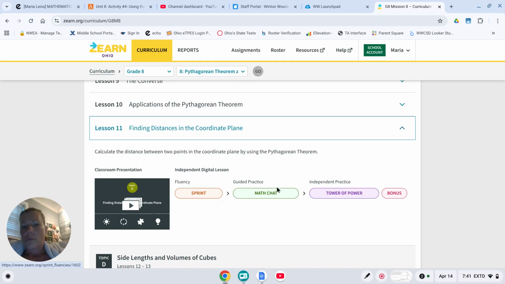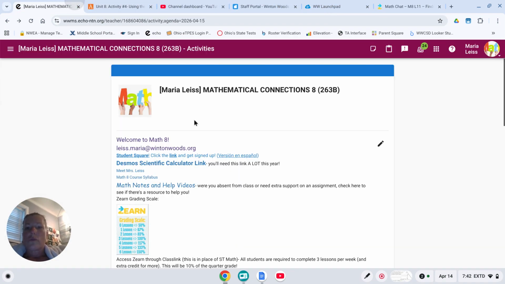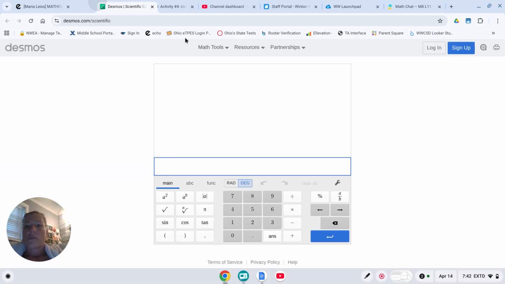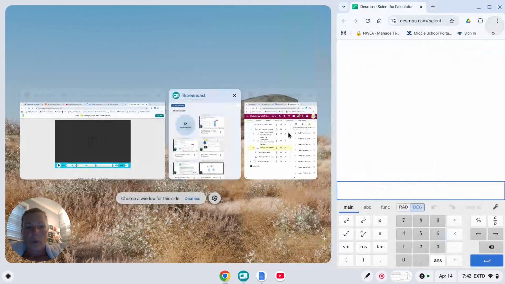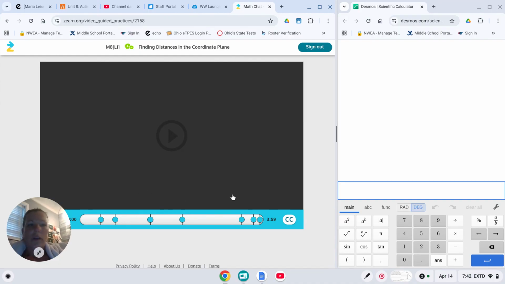I'm not going to go through the sprint, so do your sprint and then join me here for the math chat. I will tell you, most students have found it beneficial to have the Desmos Scientific Calculator link up. Zearn gives you a calculator, but Desmos is the one that's built into the state test, so it's what we go to for doing our classwork, because I want you to know how to use it for the test.